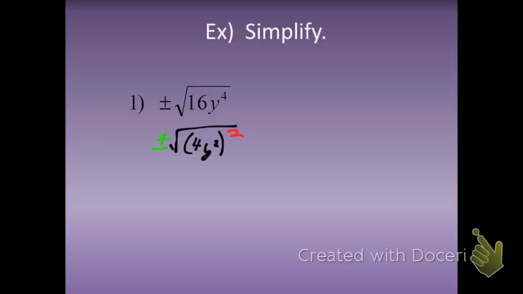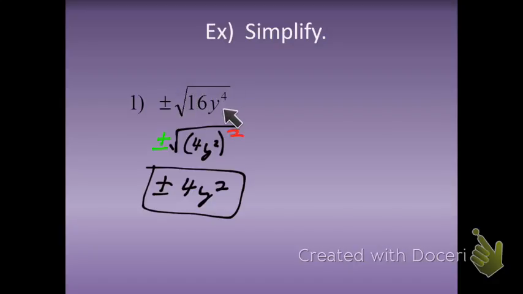The square root and the square power cancel, so you're left with plus or minus 4y squared. And that's your answer. That's the way I want you guys to think about these today. For this video, there are going to be different places where we can take shortcuts. Notice how you had an even index, an even power, but you also had an even power on your answer, so no absolute values needed.